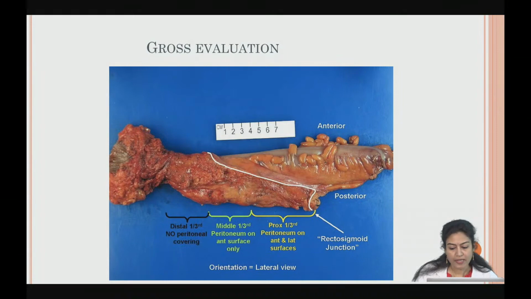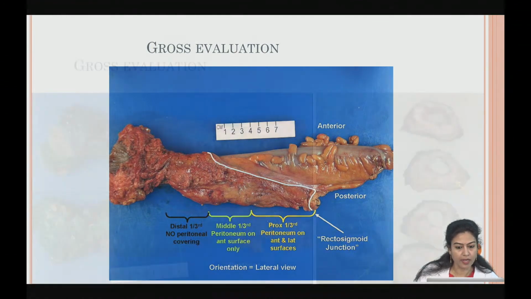So, when we get a specimen for evaluation, particularly if you take the lower APR specimen, the most important role that the pathologist has is to identify the bare area or the non-peritonealized surfaces on both the anterior and posterior aspect, and this is very important because this is required for evaluation of the circumferential radial margin, which plays a very important role in assessing the further prognosis of the patient. So, if you see, this bare area is absent, the peritoneal covering is not seen in the distal 1/3 of the rectum, and in the middle 1/3 peritoneum is only seen on the anterior surface, and in the proximal 1/3 it is found only on the anterior and lateral surfaces.